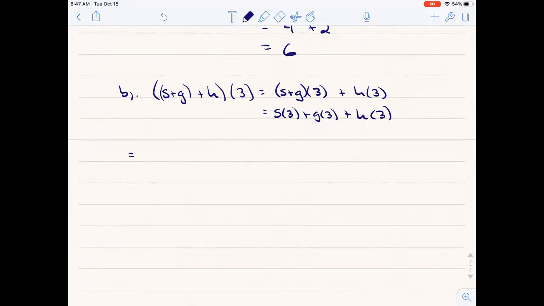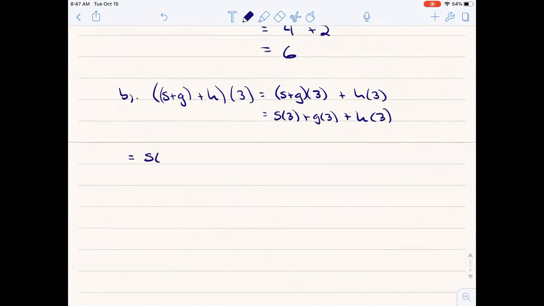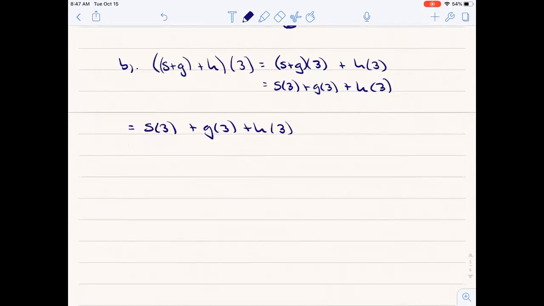S of 3, we only have this graph, right? But S of 3, we take an input of 3, so here, and then we go up and find that the line is constant at 2, right, at that point? So it's reasonable to assume that S of 3 is 2, right? So here, I'll just rewrite it because it's a new page for me. S of 3 is 2 plus G of 3.